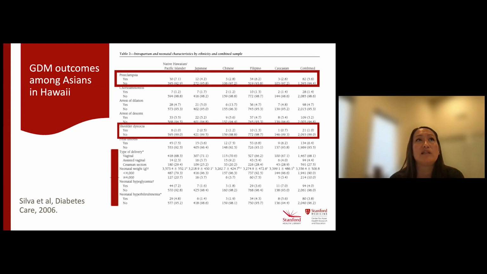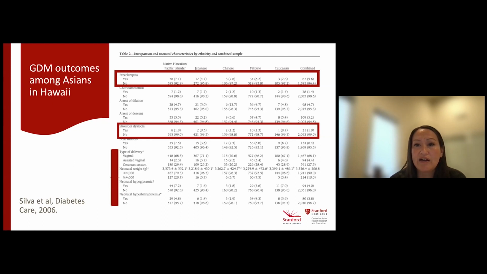And when they looked at things like preeclampsia, it did seem like there were a little bit more in the Native Hawaiian Pacific Islander group, but the other groups were pretty similar. Shoulder dystocia was actually very similar between all groups. And then in terms of the type of delivery, Native Hawaiian and Pacific Islanders had almost 20% of babies that were greater than or equal to 4,000 grams.